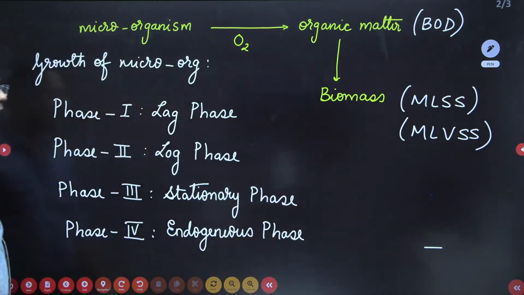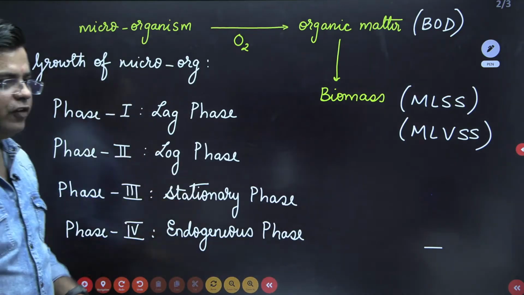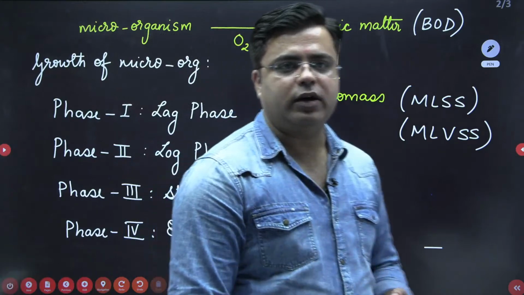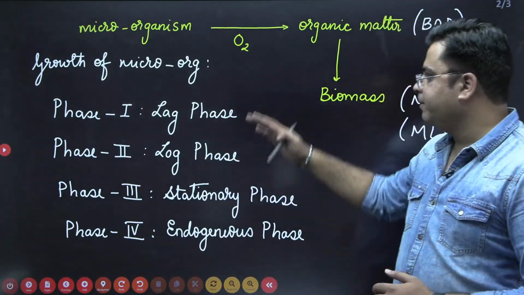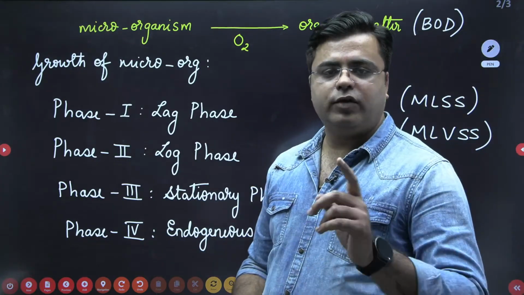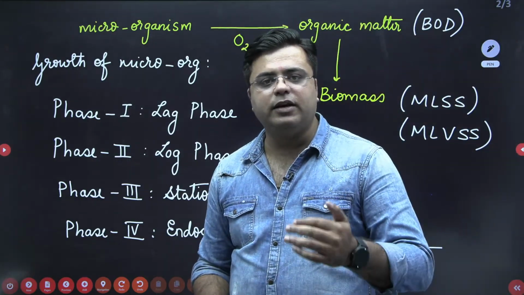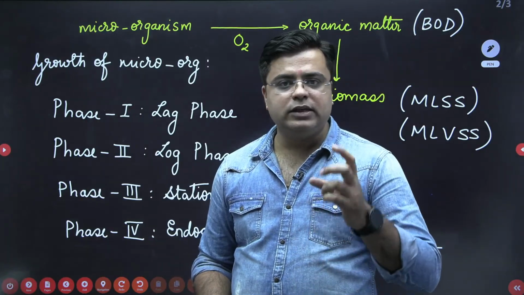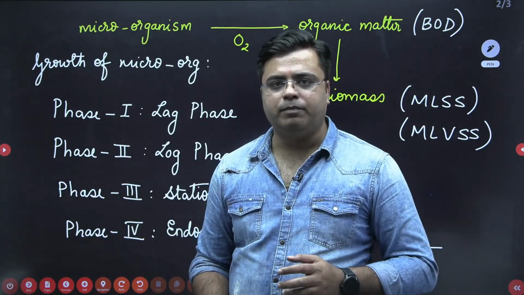This is known as the endogenous phase. So these are the 4 phases in the growth of microorganisms. Whenever we are analyzing how the microorganisms will grow, we have to see 2 things. First of all, which phase the microorganisms are in. Second, how much food is available to them.